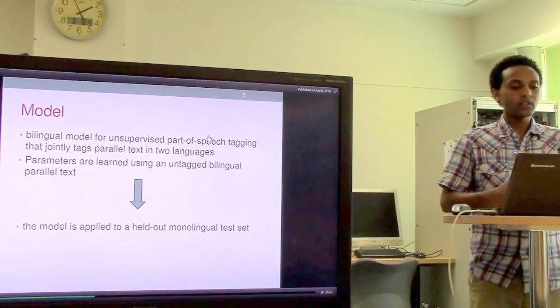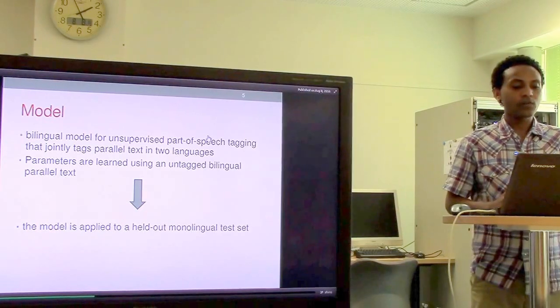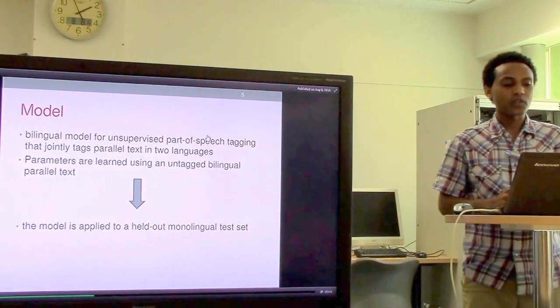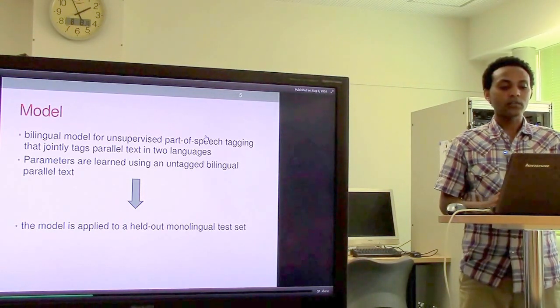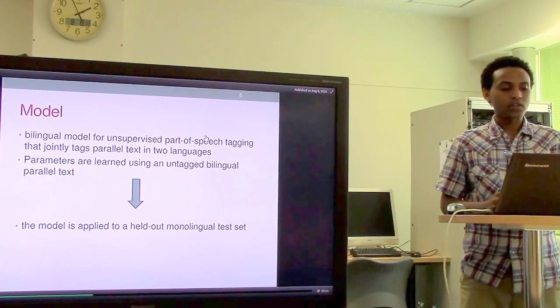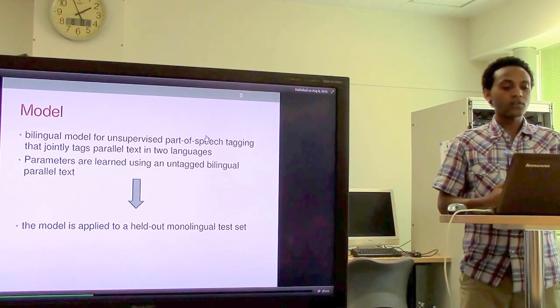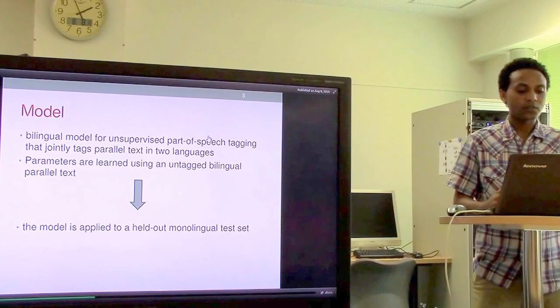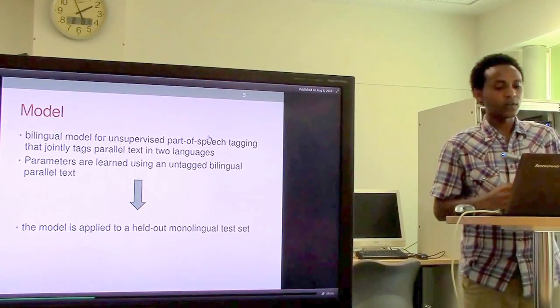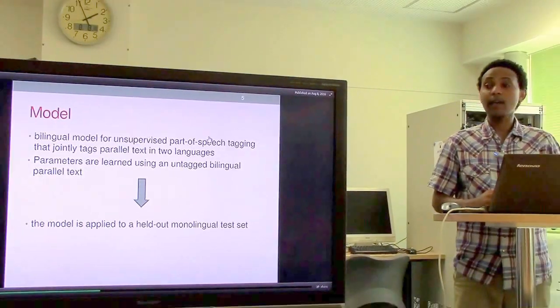So the model is a bilingual model for unsupervised part of speech tagging, and there will be joint tagging of parallel text in two languages. So the parameters are learned using untagged bilingual parallel text, and by using this model, they evaluated their system on a monolingual test set.